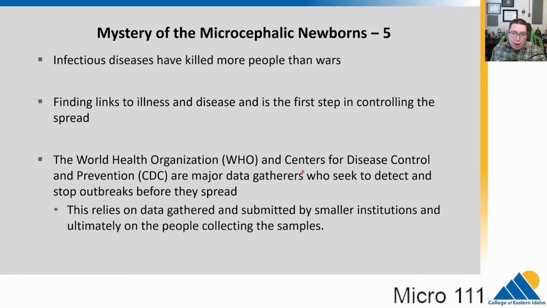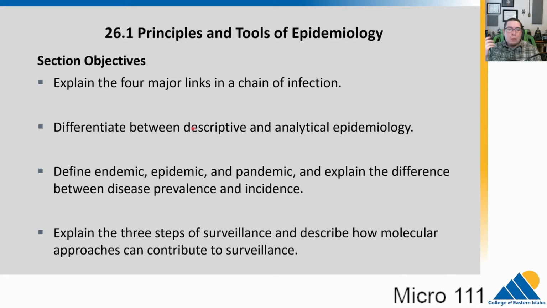Organizations like the WHO and the CDC, they're really key in gathering this data, right? We need large-scale data to figure out these patterns. It's no good just having 1 or 2 individual observations. We want to look broadly and analyze large amounts of data. That relies both on the big organizations to gather and collect that data and organize it and interpret it, but also individual small institutions and really the people collecting samples to report that back to the big institutions.